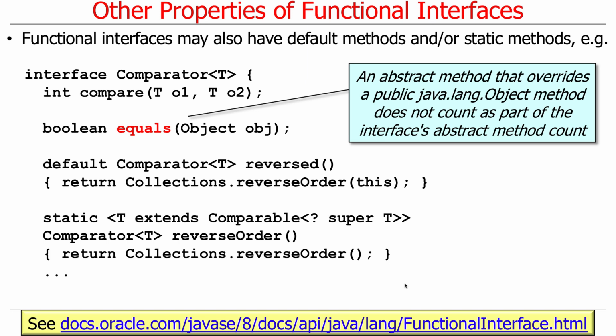And so it basically gets the equals signature from the java.lang.Object class implicitly and can enforce you to override equals. But it doesn't count towards this being an abstract method, and therefore Comparator is still a functional interface because compare is the only method that it defines that's important. And compare is not actually defined in java.lang.Object. Yes?